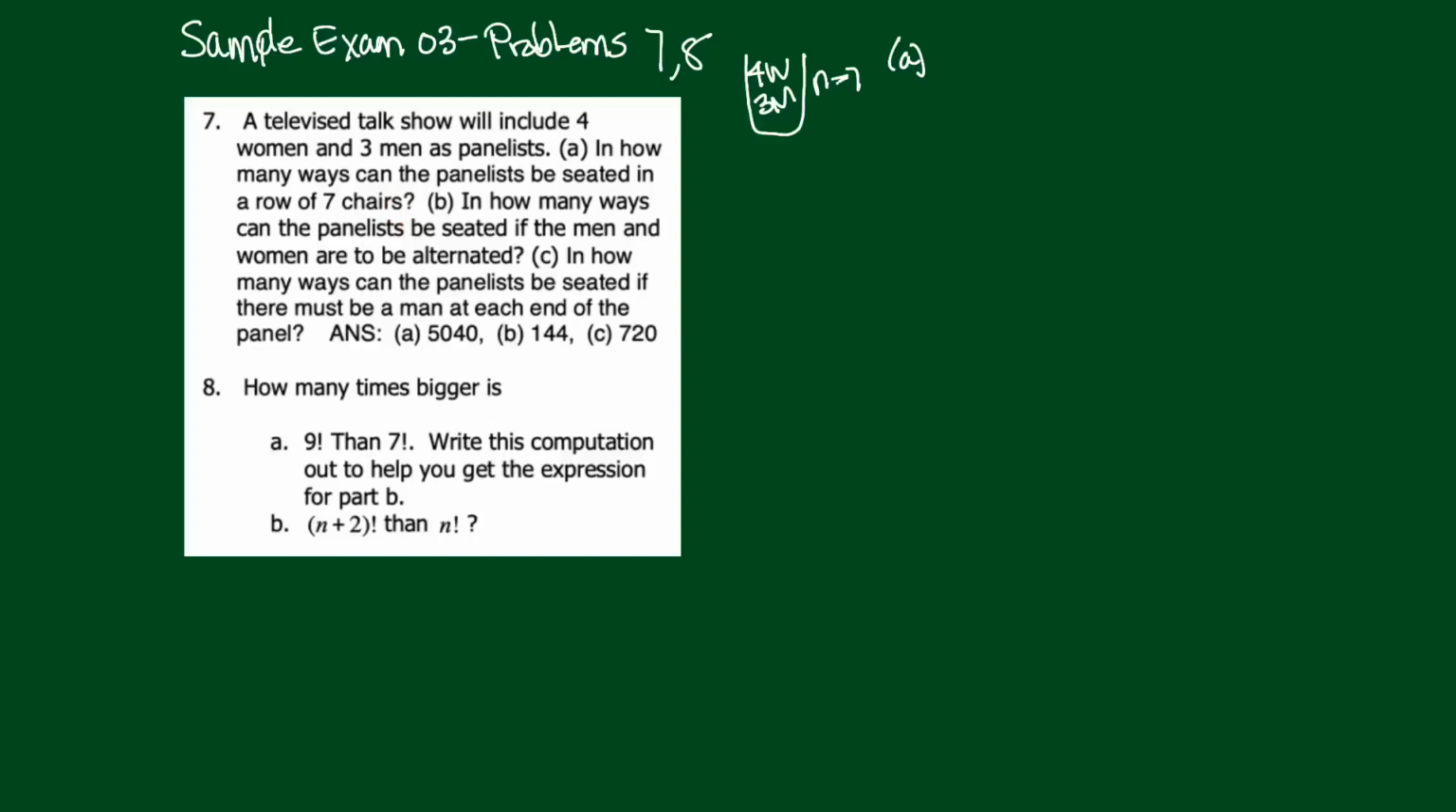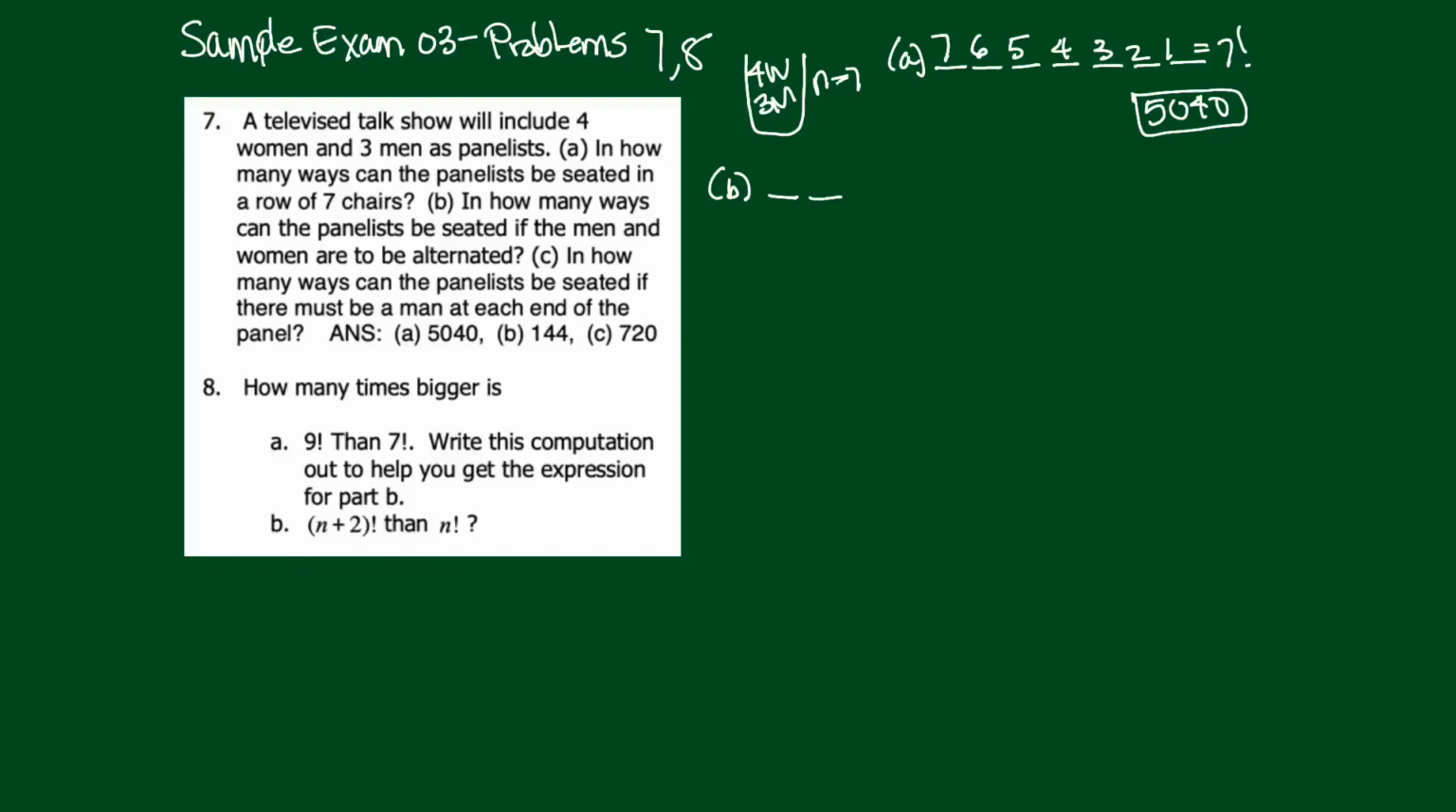Okay, so all we have is the 7 chairs, no restrictions. 1, 2, 3, 4, 5, 6, 7. I think we can put any one of those 7 people here, and then any one of the remaining 6, any one of the remaining 5, and then 4, 3, 2, 1. That turns out to be 7 factorial, which computes to 5040.